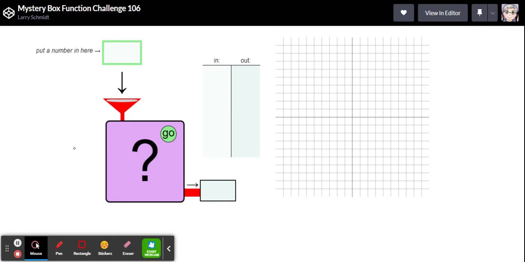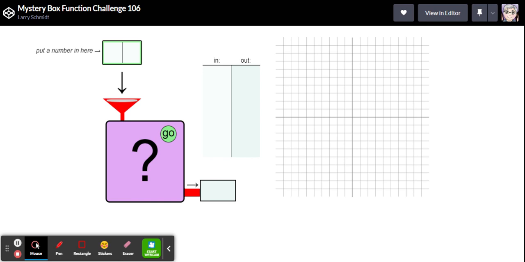Hello everybody and welcome to another Mystery Box Function Challenge. In that purple box is some mystery math and your challenge is to figure out what it is. Use the link in the description to try this out, and when you think you've got an answer, come on back and see if we get the same thing.